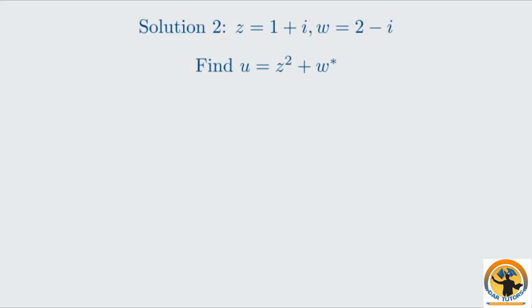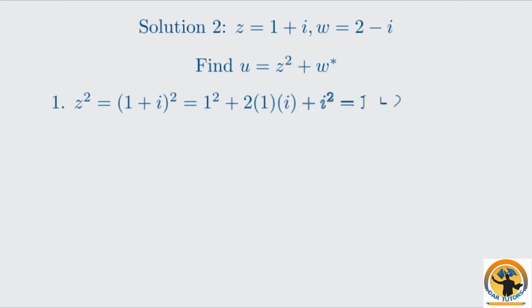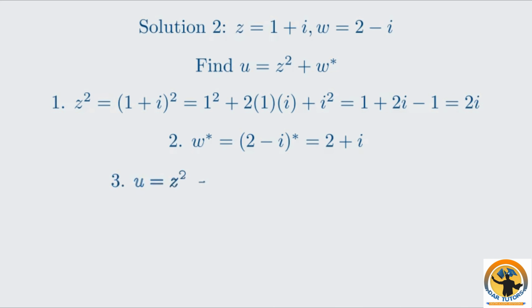Here's the solution to question 2. We need to find u equals z squared plus w star. First, let's calculate z squared. z squared is 1 plus i squared, which expands to 1 plus 2i plus i squared. Since i squared is negative 1, this simplifies to 2i. Next, we find the conjugate of w. w star is 2 plus i. Finally, we add the two results. u equals 2i plus 2 plus i, which gives us 2 plus 3i.